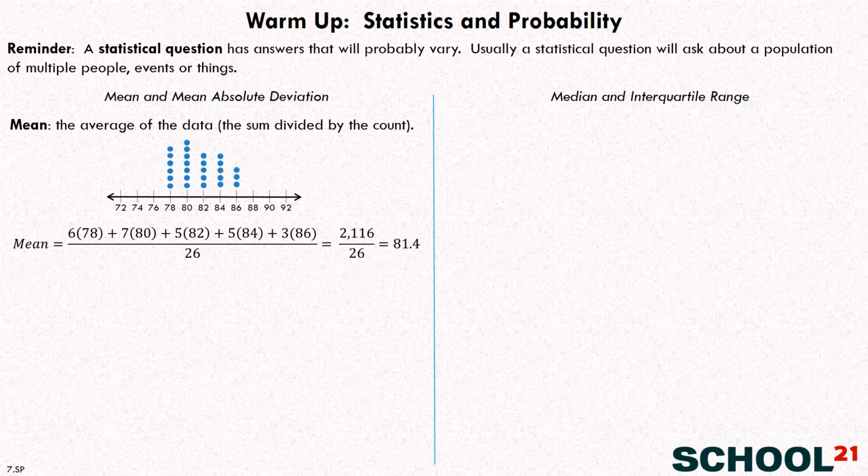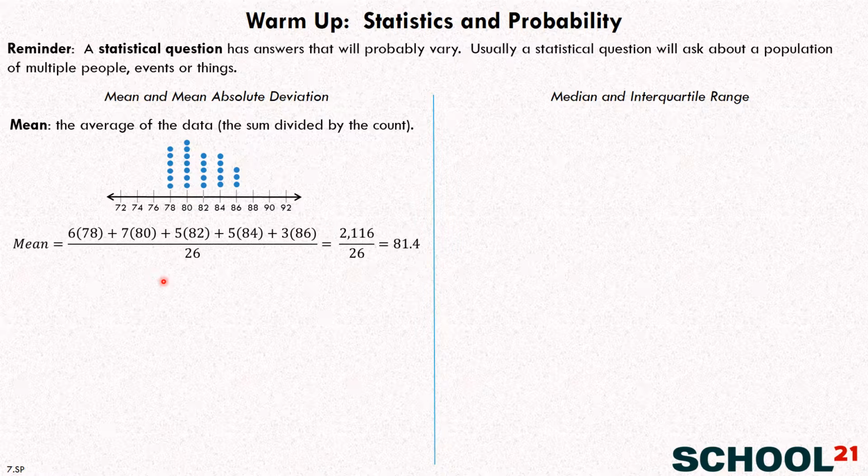So the mean equals 6 data points times 78 plus 7 data points times 80 plus just 5 times 82. We won't go through the whole arithmetic here, but the total number of data points, the count, is 26. So we're going to sum all that up and we're going to divide by 26. It turns out that's 2,116 divided by 26. So the mean of the data is 81.4. And that should look like it's pretty much in the middle of the data. And 81.4 is right about here, which looks like it's in the middle.